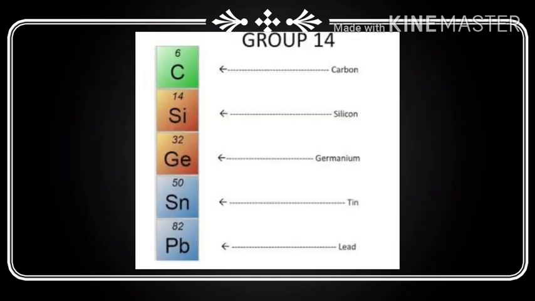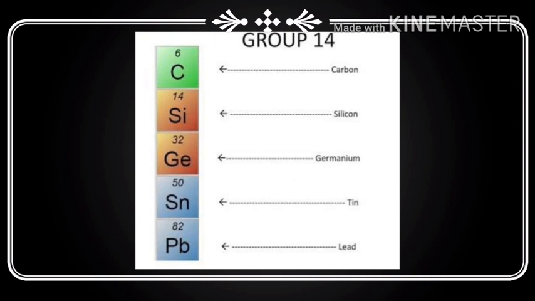And then in group 14, as you see in the picture, the first element, carbon, is a non-metal, and then silicon and germanium are metalloids, and tin and lead belong to the metals. In this group, the first element is carbon. So carbon is able to form multiple bonds. It can even form double bonds and triple bonds.